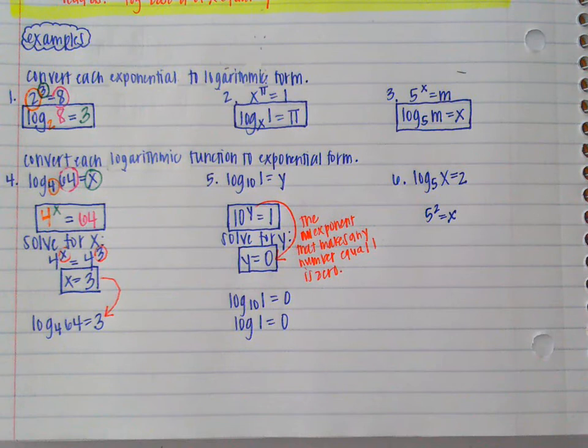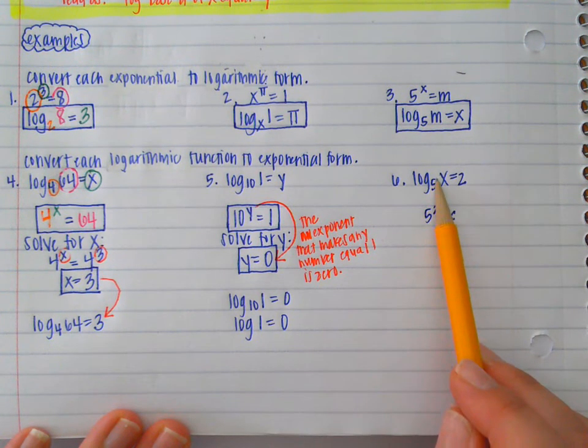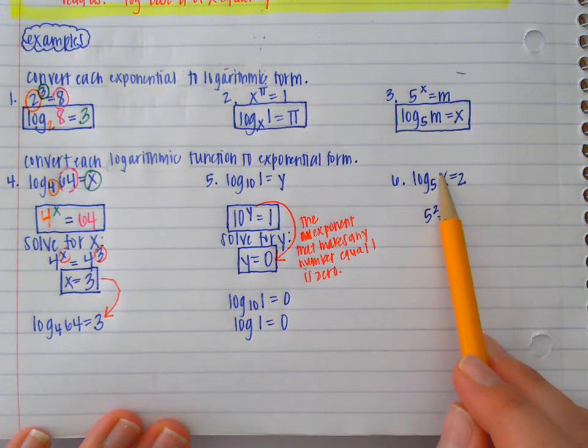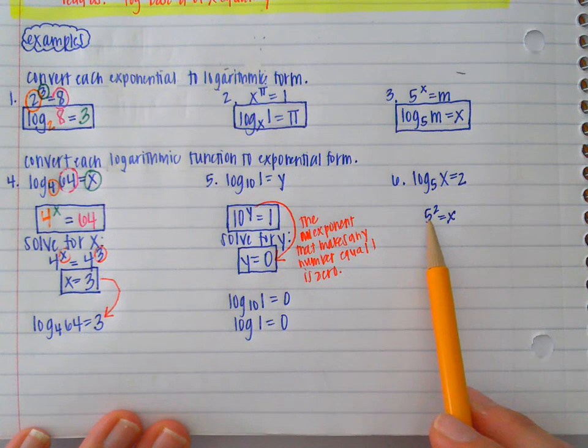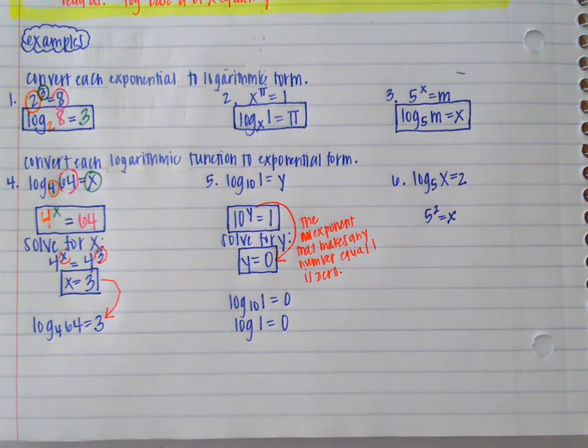Remember, you guys can do the loop-de-loop. You can do whatever you want. I just do it like, okay, 5 squared equals x. And so we're thinking base is base, log is always equal to the exponent, argument is what's left. Or you just go, base out middle. However you want to think about it.